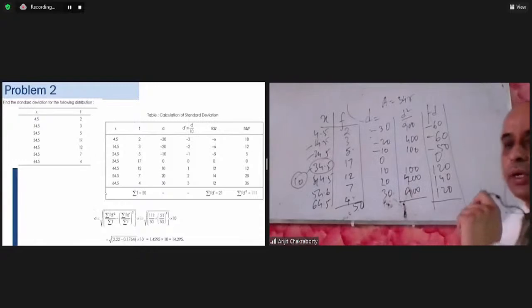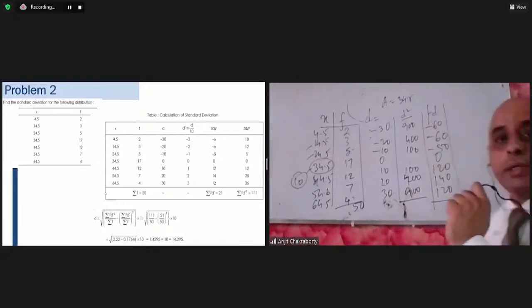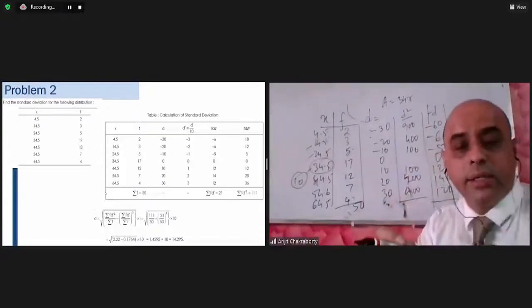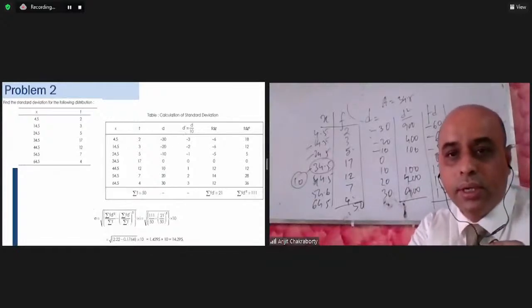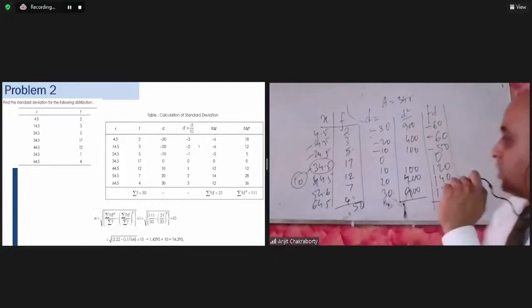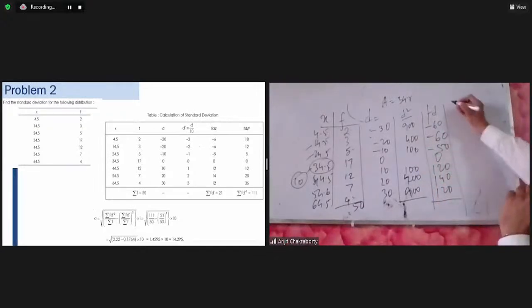So you can see we are now dealing with much bigger numbers. That is the reason why we had divided by 10. And so we got this column, which you can see here, D dash column. So we are dealing with bigger numbers in this case. And finally, we have FD square.